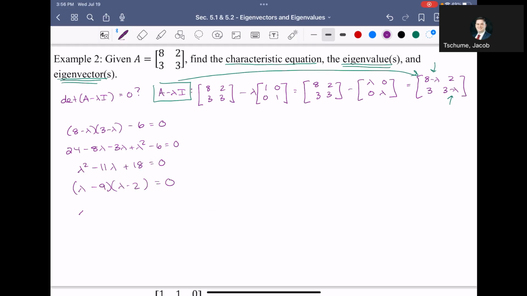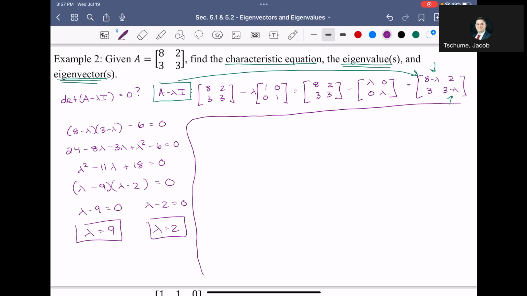And then if you set both of these equal to 0 here, you will notice that you end up with two different eigenvalues. Lambda equals 9 and lambda equals 2. And so you have now answered technically question 1 and question 2 at the same time. The characteristic equation is this part right here before you factor. And then your lambdas are what your eigenvalues are in this problem.